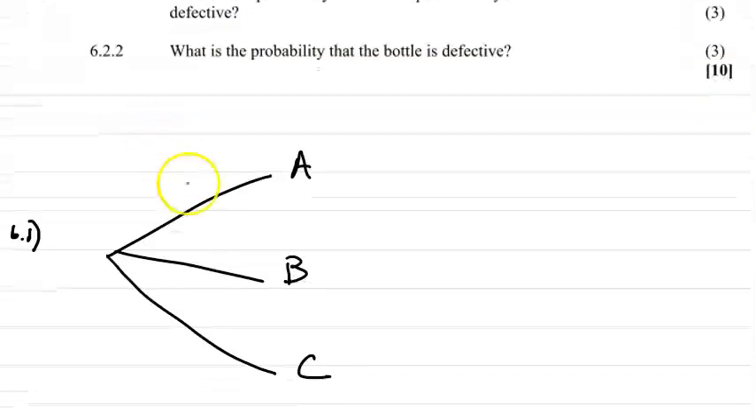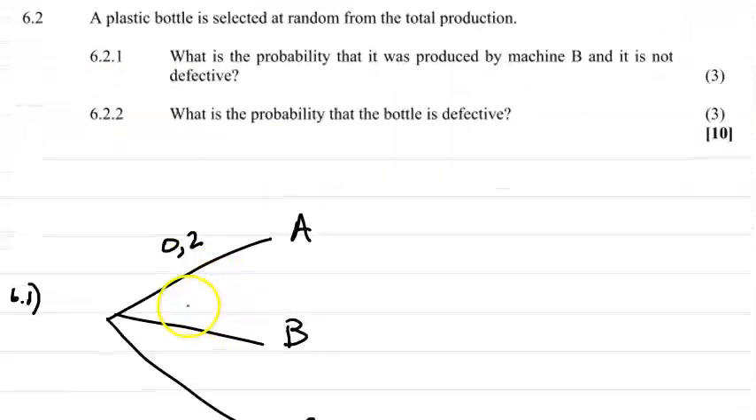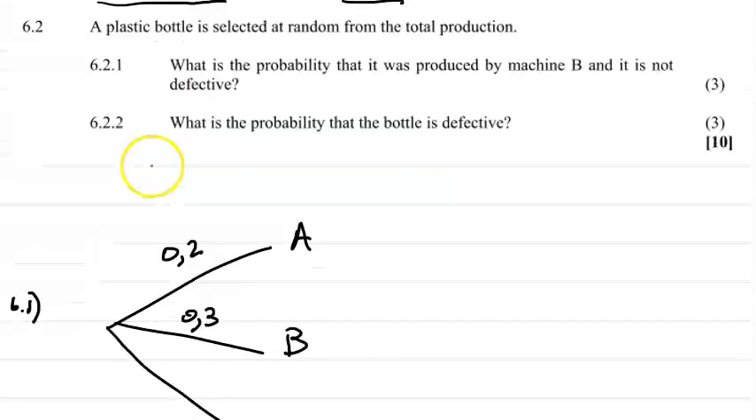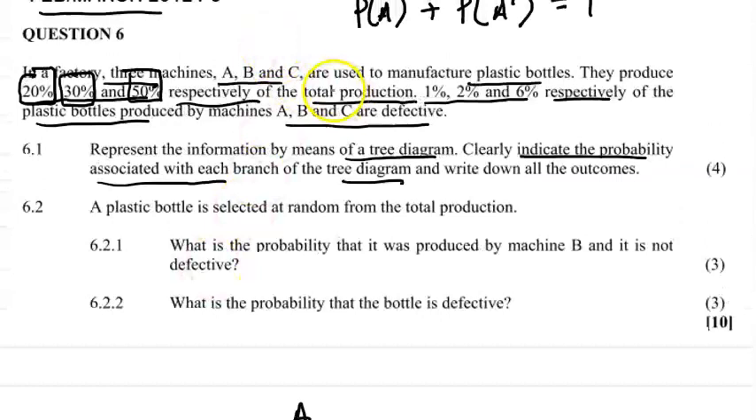So therefore let's write it as a decimal. So 20% will be 0.2, 30% will be 0.3, and 50% will be 0.5. Then it goes on to say that they produce 20, 30, and 50% respectively of the total production. 1%, 2%, and 6% respectively of the plastic bottles produced by machines A, B, and C are defective.